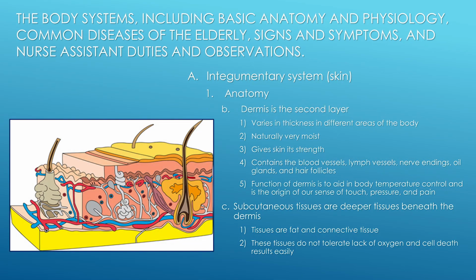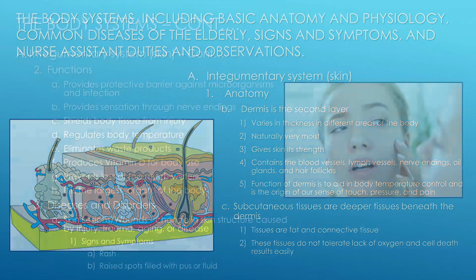Dermis is the second layer, varies in thickness in different areas of the body, naturally very moist, gives skin its strength, contains blood vessels, lymph vessels, nerve endings, oil glands, and hair follicles. The function of the dermis is to aid in body temperature control and is the origin of our sense of touch, pressure, and pain. Subcutaneous tissues are deep tissues beneath the dermis. Tissues are fat and connective tissue. These tissues do not tolerate lack of oxygen, and cell death results easily.